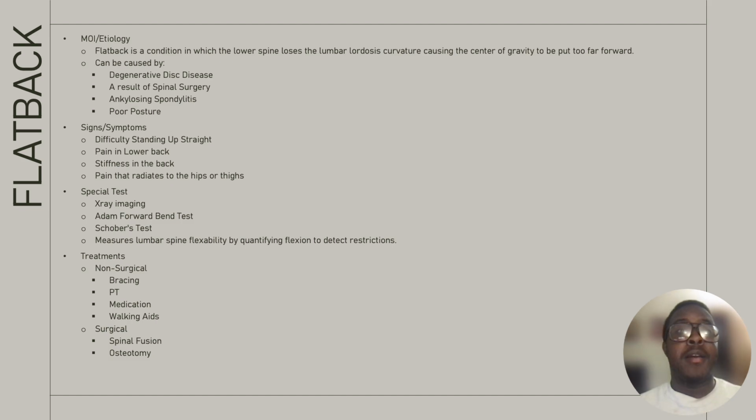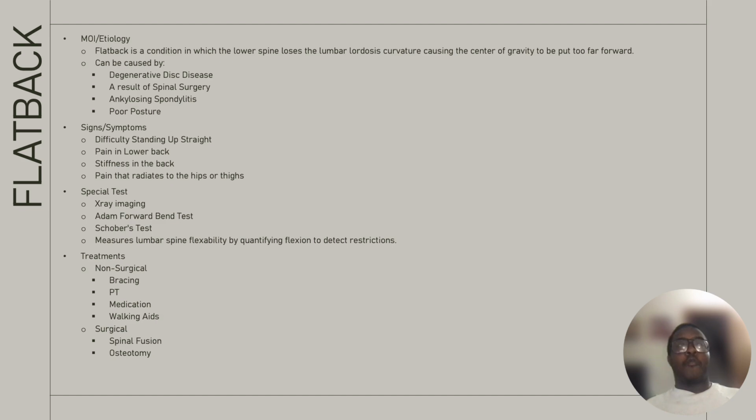Next is flat back, which is a condition in which the lower spine loses the lumbar lordosis curvature, causing the center of gravity to put the body far forward. This can be caused by degenerative disc disease or as a result of spinal surgery, such as for scoliosis. It can cause pain in the lower back, stiffness in the lower back, and pain that radiates to the hips or thighs.